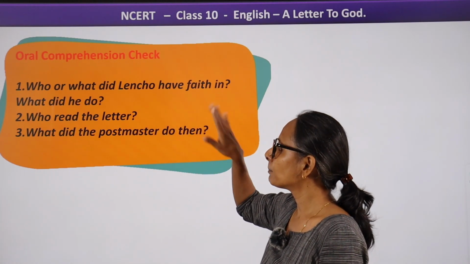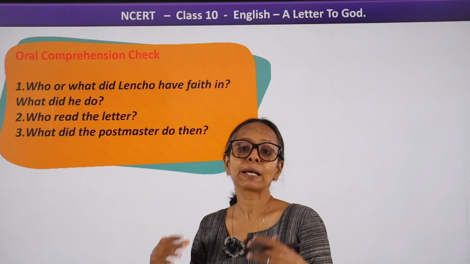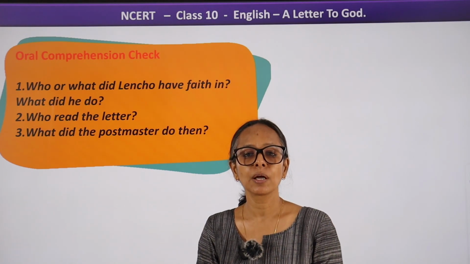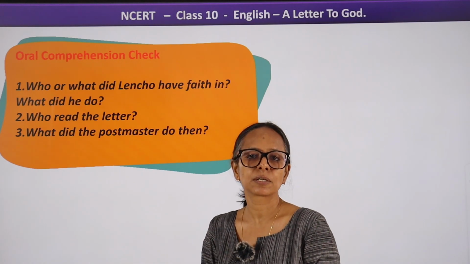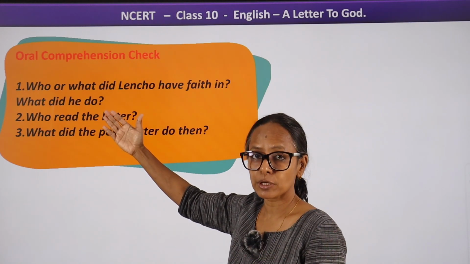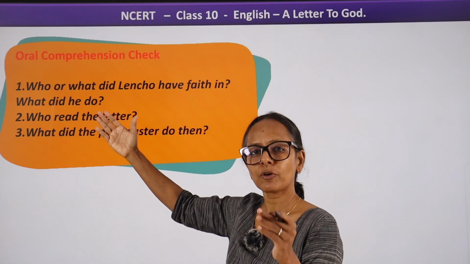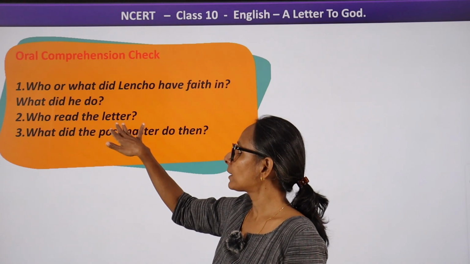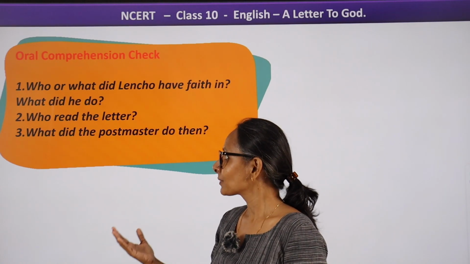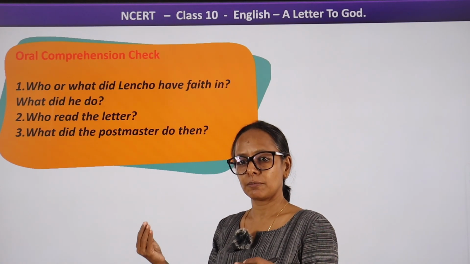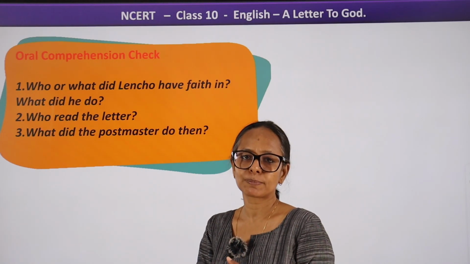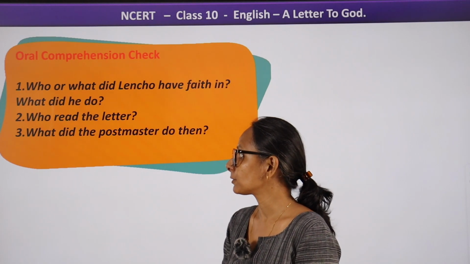So he had immense faith in God, and what did he do? Because of that faith in God, he wrote a letter to God asking for 100 pesos so that he could maintain his family till the next season of crop harvest comes. Who read the letter? The people at the post office read the letter, and the postman who saw the letter addressed to God took it to the postmaster, and the postmaster read the letter.